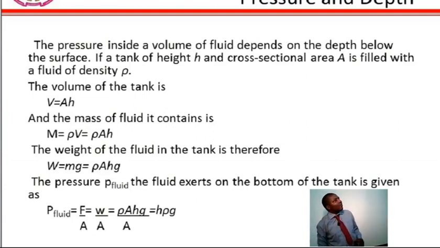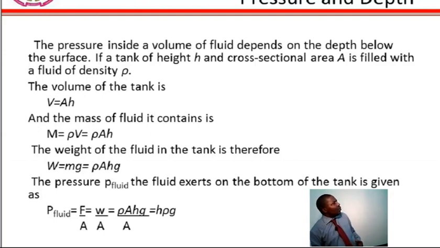Now, the pressure inside the volume of a fluid depends on the depth below the surface. If a tank of height h and cross-sectional area A is filled with a fluid of density rho, just like I've illustrated in the diagram, the volume of the tank is given as V equals A h. That has to do with the cross-sectional area of the tank times the depth or the height of the tank, the total height of the tank.